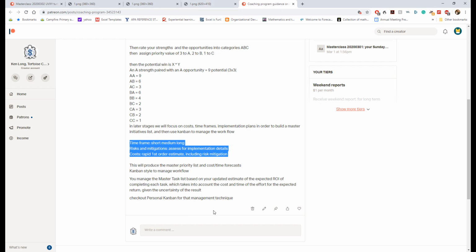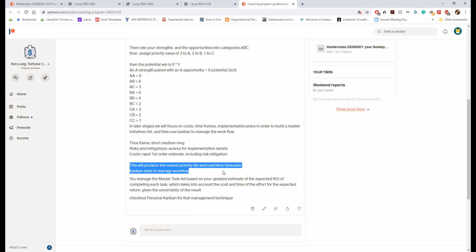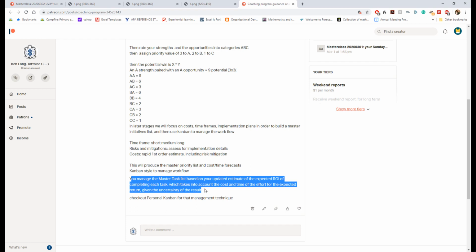So when he's gone through all that guidance, it's going to help produce a master priority list with time and cost forecasts, and then we'll simply use a Kanban style of production management. So Google personal Kanban to show how that gets done. That'll be a separate briefing. But after you've gone through each of those 4 categories, 1 through 4, for strategies, and then assign this R value, what you've done is a really systematic and thorough brainstorming.